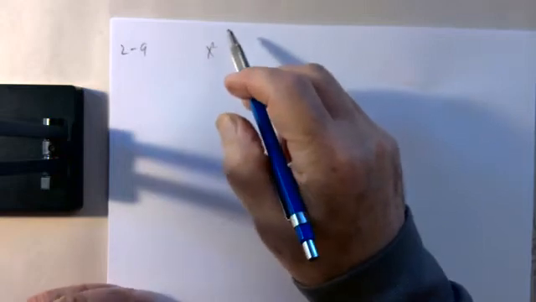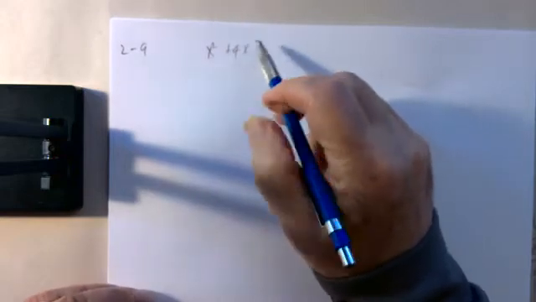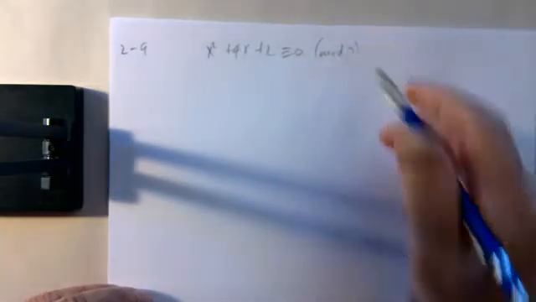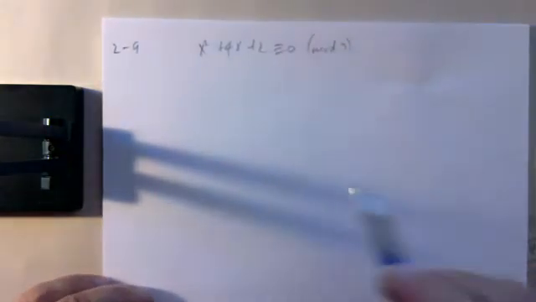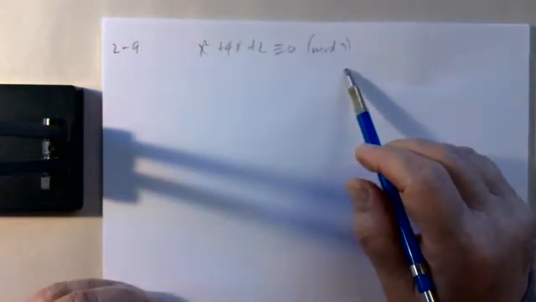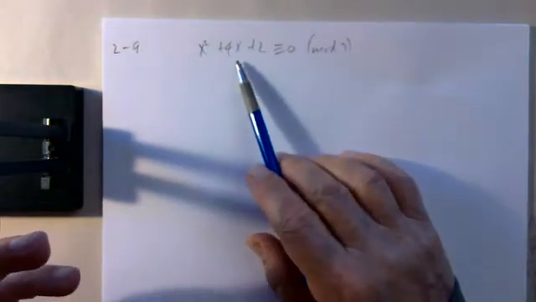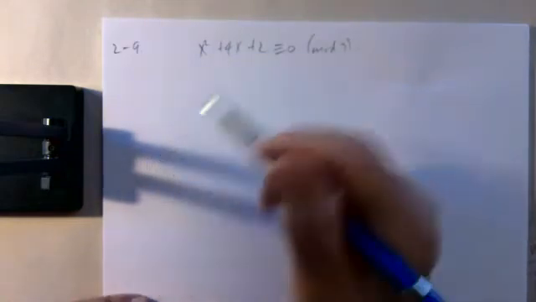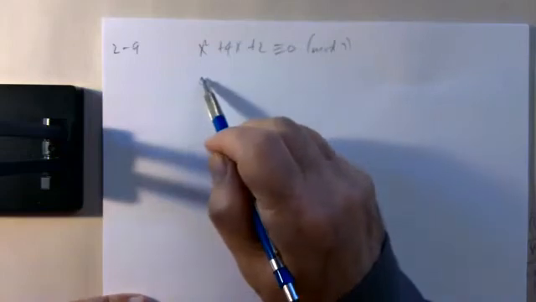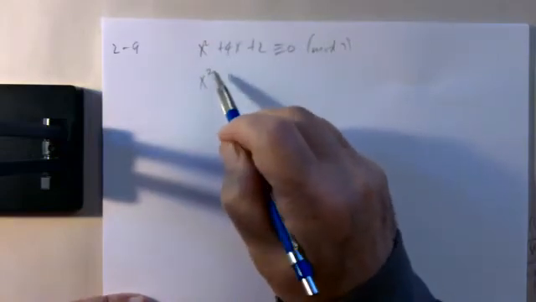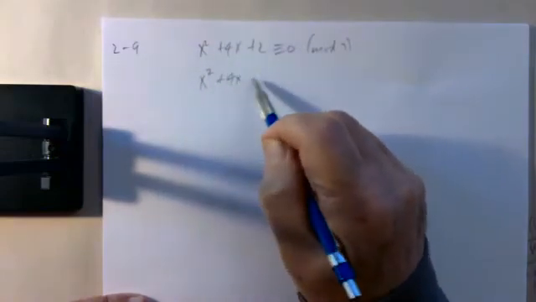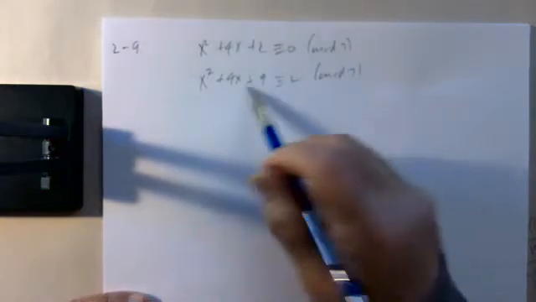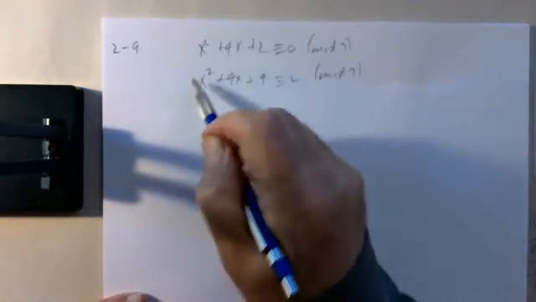Solve x squared plus 4x plus 2 congruent to 0 mod 7. So mod 7, 7 is a small number. You could just try plugging in x equals 0, 1, 2, 3, 4, 5, and 6 and see what you get. Or if you want to do it algebraically, you can complete the square. This is the same as x squared plus 4x plus 4 congruent to 2 mod 7. I just added 2 to both sides.